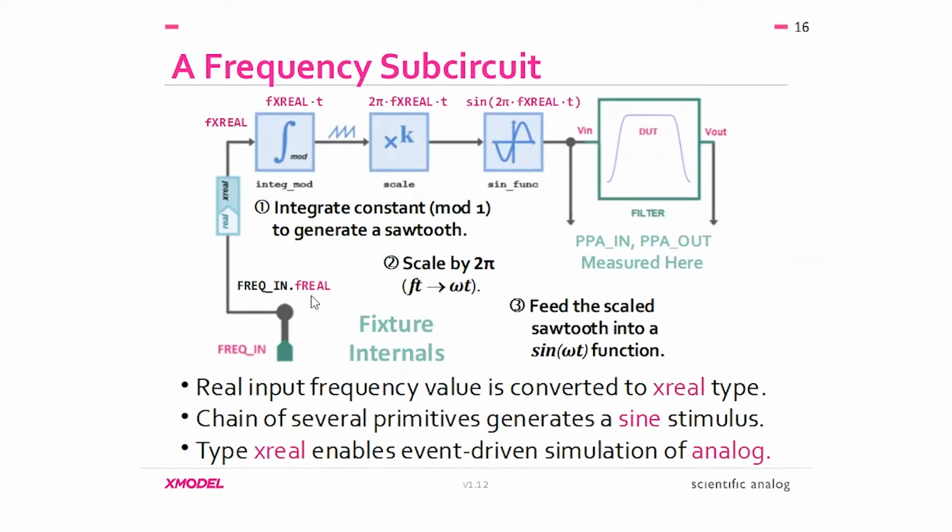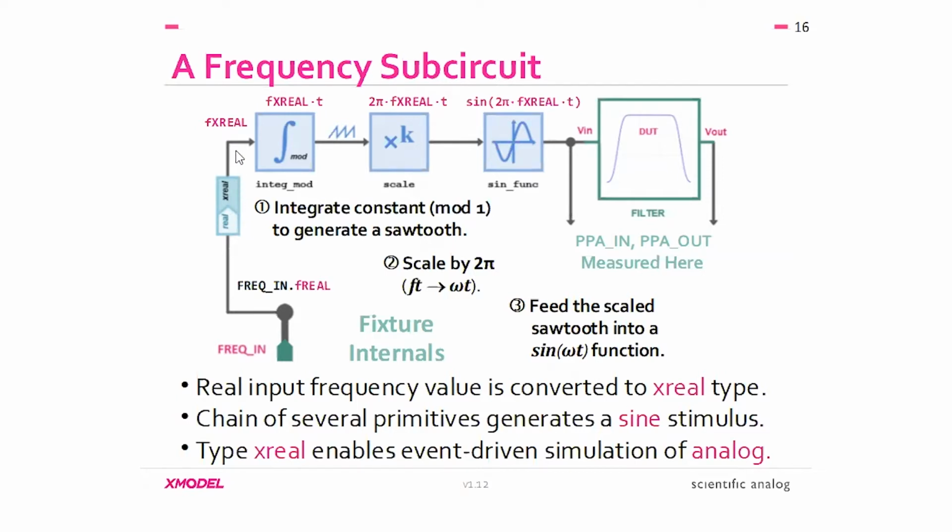This brings in this bundle of signals coming from the driver, one of which is our randomized real valued frequency variable fReal. Before we can go any further, we need to convert it from an ordinary SystemVerilog real value to the corresponding X model type xReal. This packs in a little extra information that enables analog quantities to be simulated in an event-driven simulator. So we need to connect this simple converter primitive.